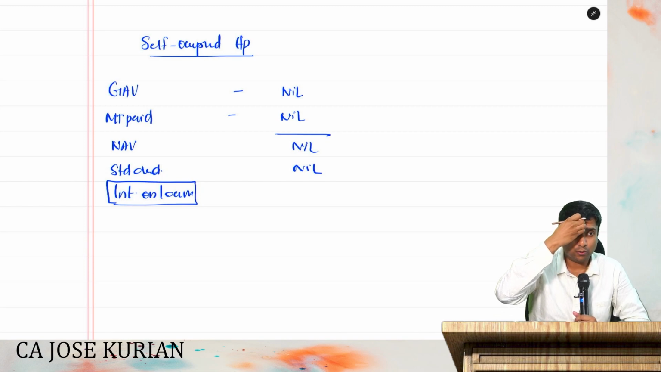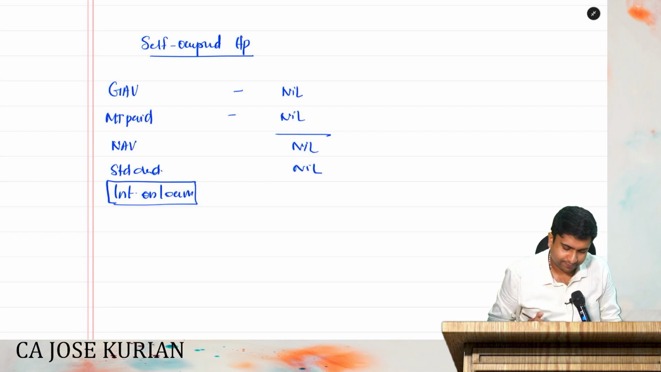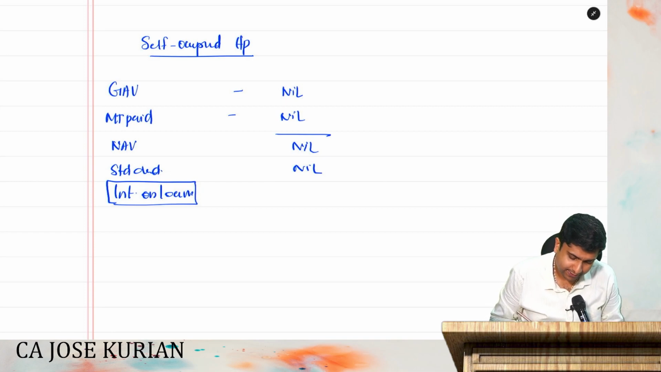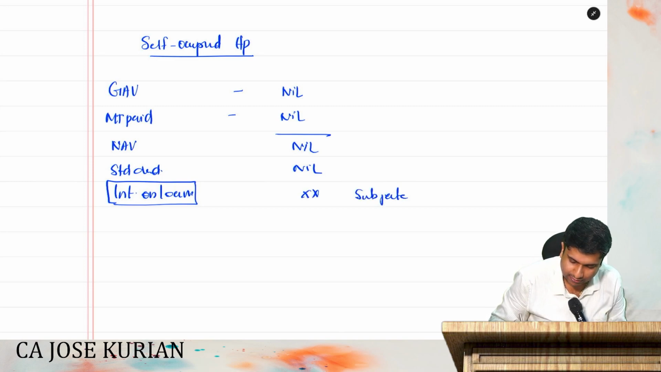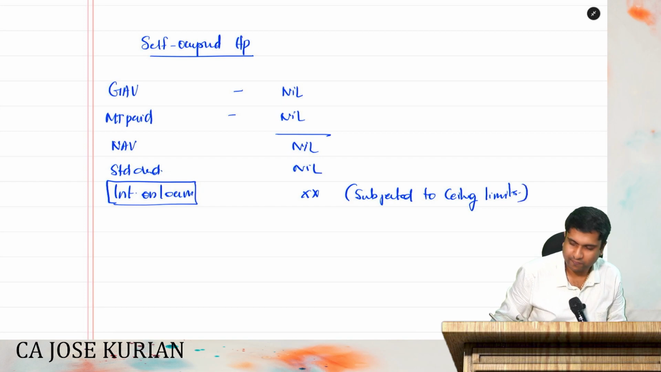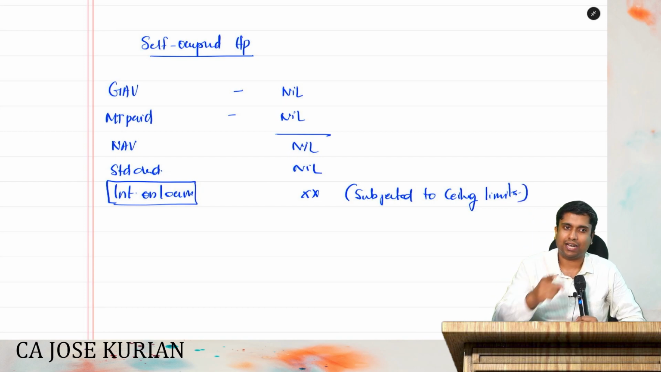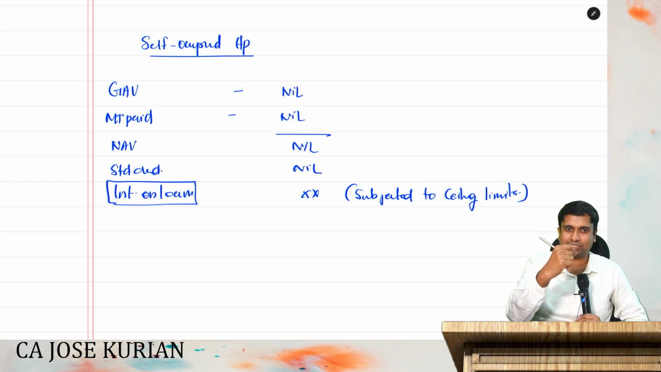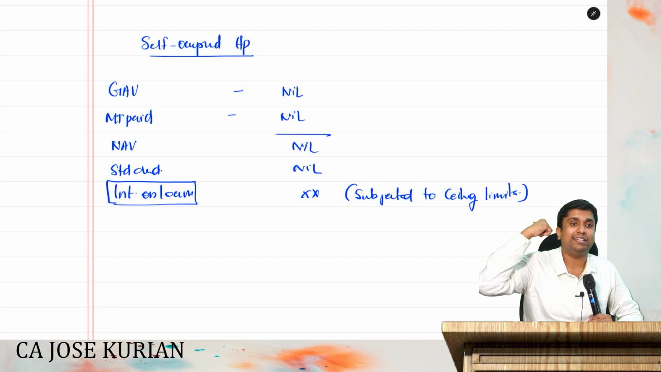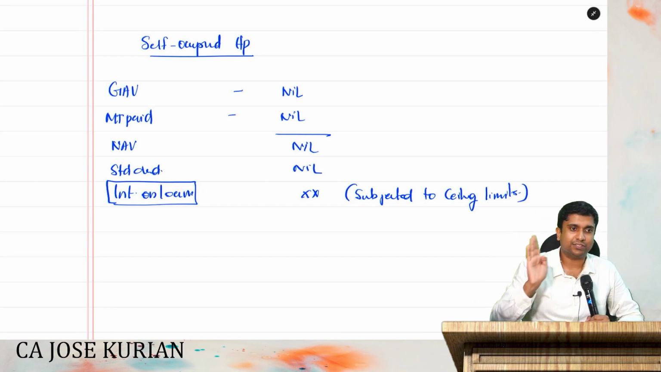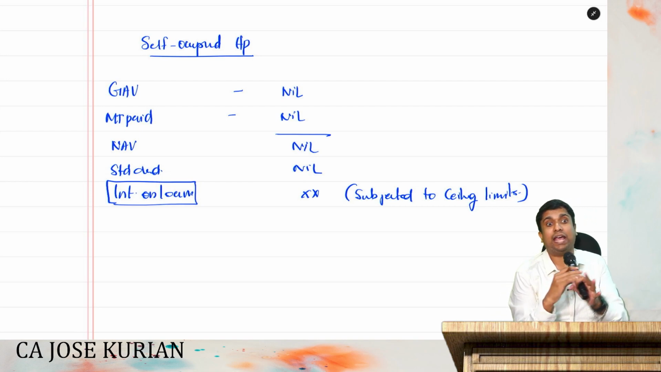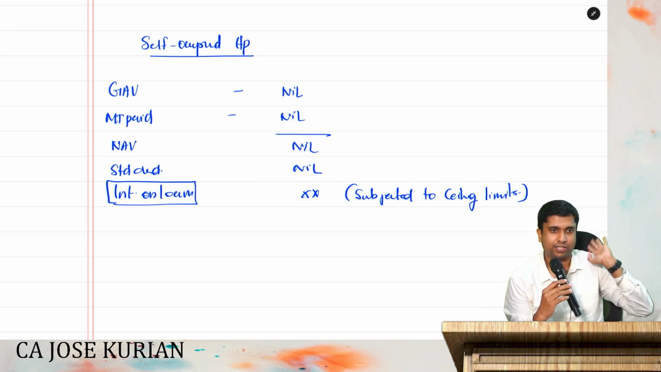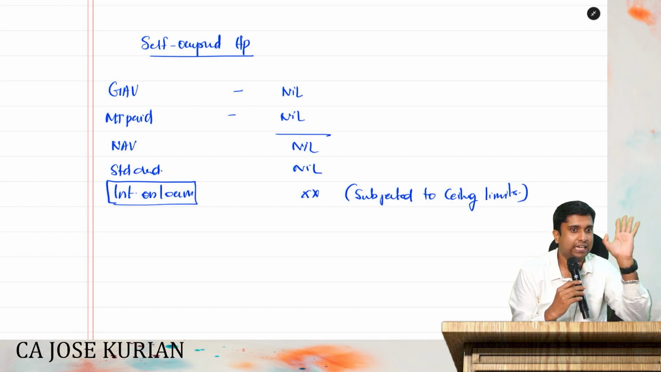So let's understand how to claim that interest on loan. What the department says is interest on loan is allowed as a deduction subject to ceiling limits. What do you mean by subject to ceiling limits? Here the department says we are not charging your income, so we don't give you the entire interest paid as a deduction. There are certain limitations or ceiling limits for that.